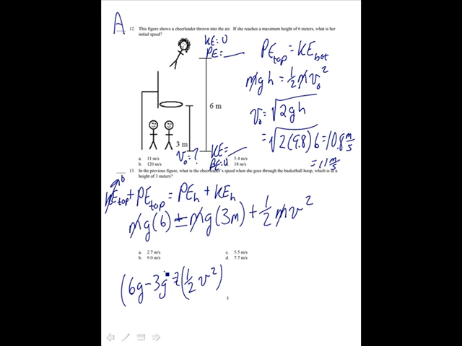Multiply both sides by 2. That's 2 times 3 is 6g. Square root of 6g is equal to v. So that's 6 times 9.8. And then the square root of that is 7.7. So v is equal to 7.7 meters per second. That's D for 13. D is 13.